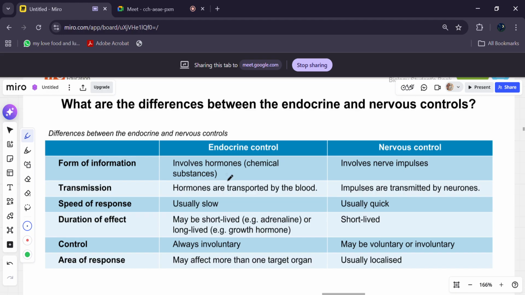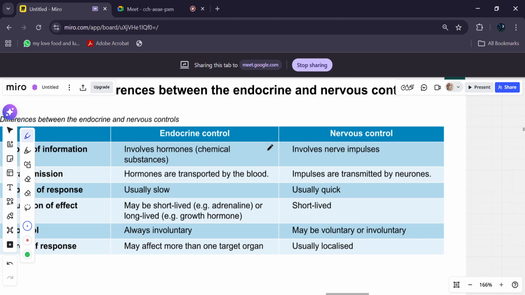Nervous control has only short-lived effects, which might be when we react to something painful. These are nervous control, and the effect of the pain is only rapid, very fast. And we can't control the hormones produced. The endocrine system isn't voluntary, it's always involuntary. That means that the amount of hormones secreted in our body cannot be controlled by us. However, nervous control can be both voluntary or involuntary.